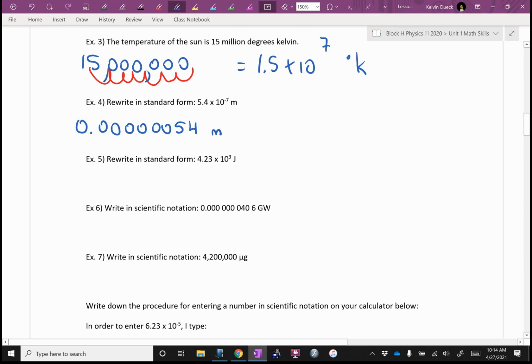4.23 times 10 to the third joules. Joules is how we measure energy and work. So I write the 4. What's the exponent? So there's going to be 3 digits after this, 3 decimal locations. The 2 is the first digit. The 3 is the second digit. I need a 0. Joules.